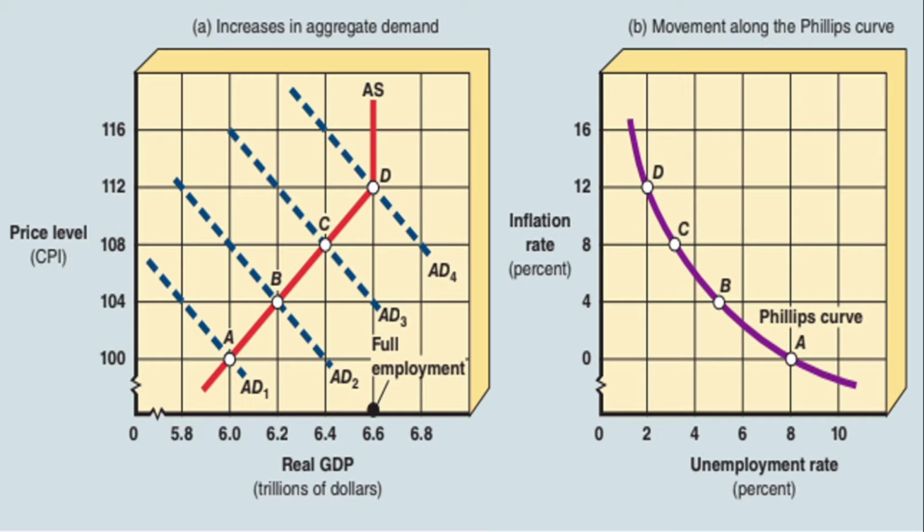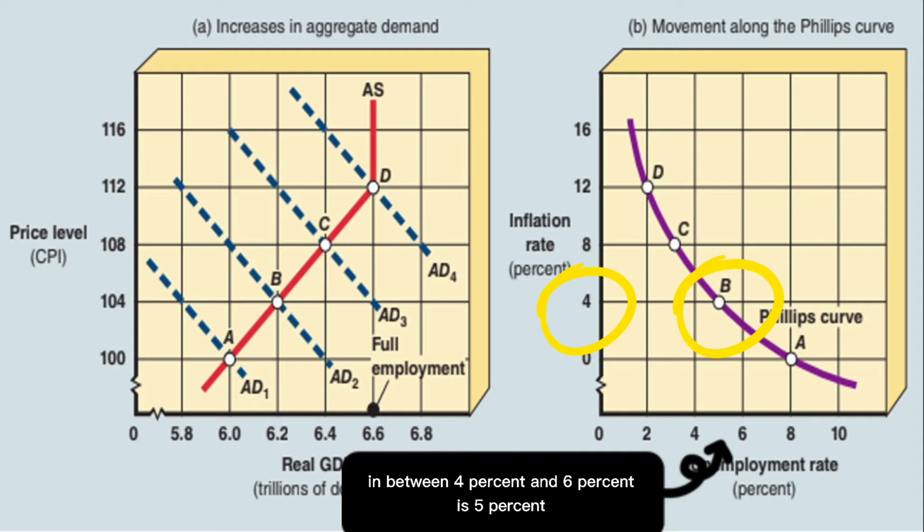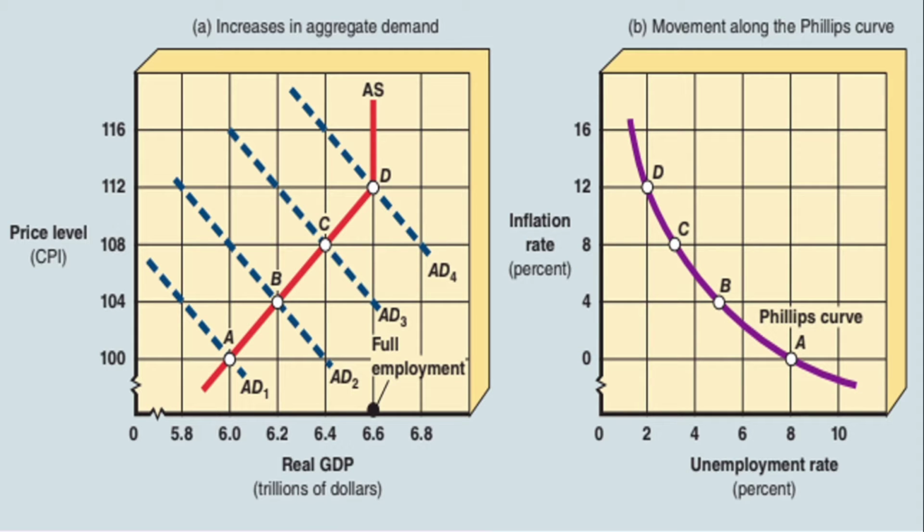If the economy operates at point A, the annual rate of inflation is 0 and the unemployment rate is 8%. If the economy is at point B, the annual rate of inflation is 4% and the unemployment rate is 5%. Similarly, points C and D correspond in both graphs. In conclusion, changes in aggregate demand cause a movement along the stationary Phillips curve.